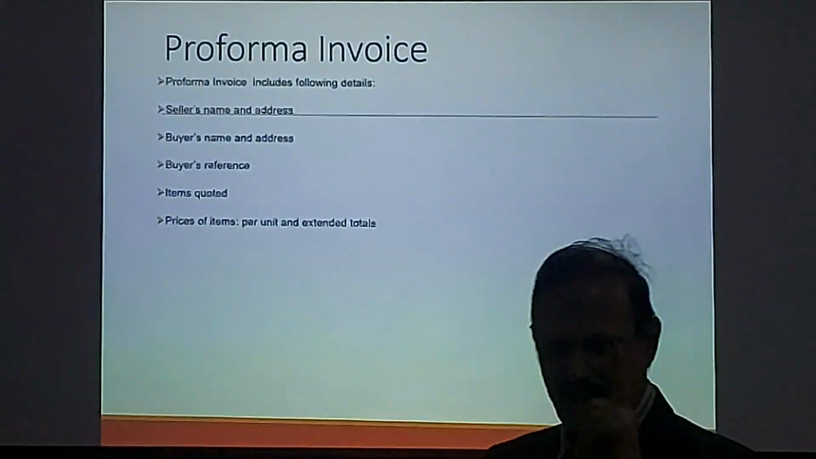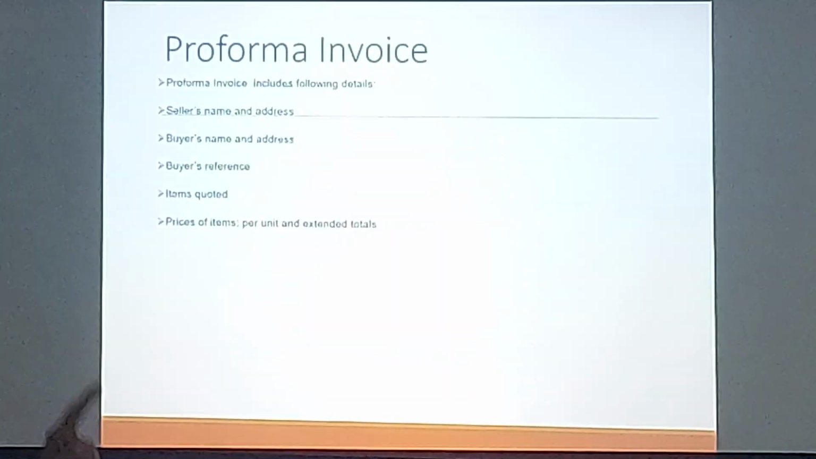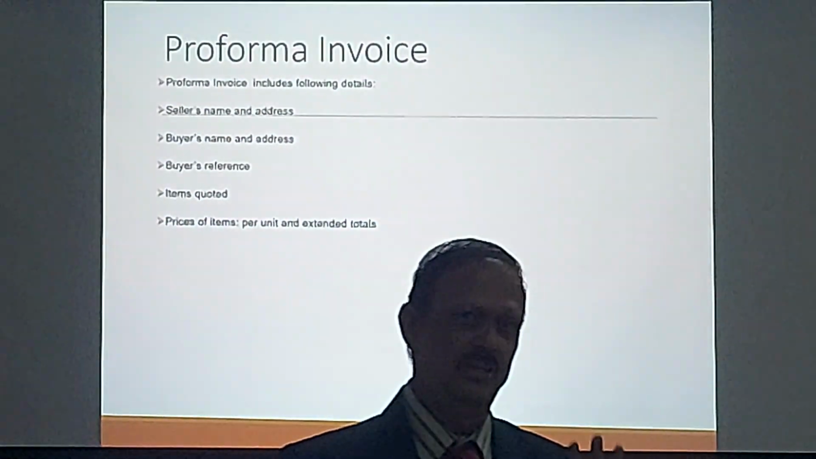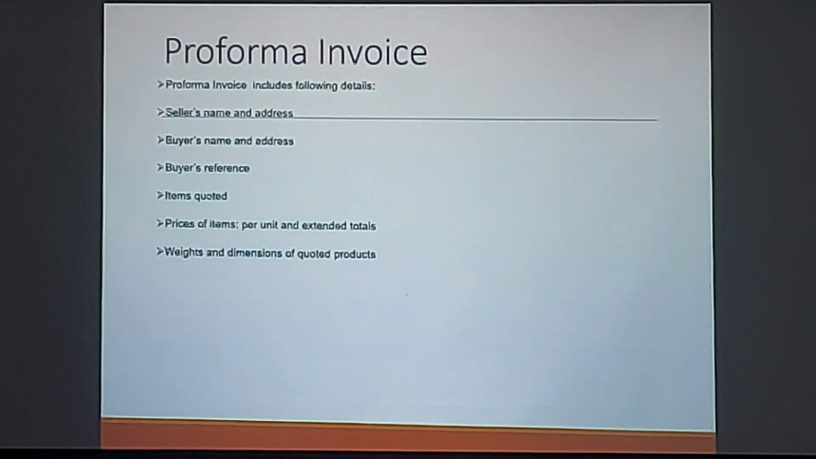So always say what currency. If you mean US dollars, say US dollars. Okay, US dollars 5 per piece. That's how it should go. Or if you simply say dollar, then there can be confusion. Okay, fine. So write whatever is the price and weights and dimensions.